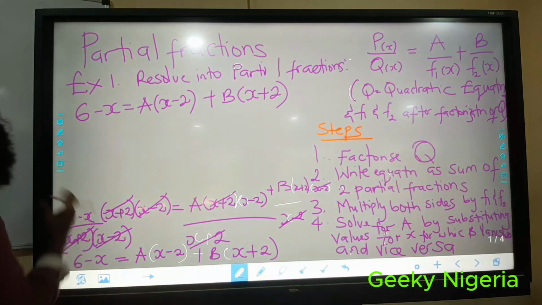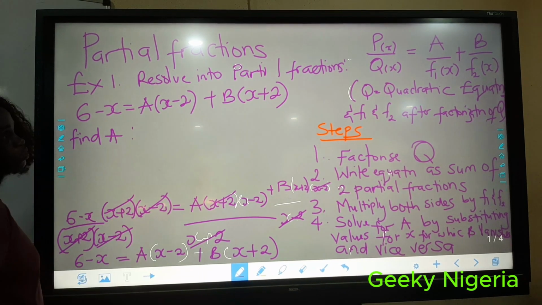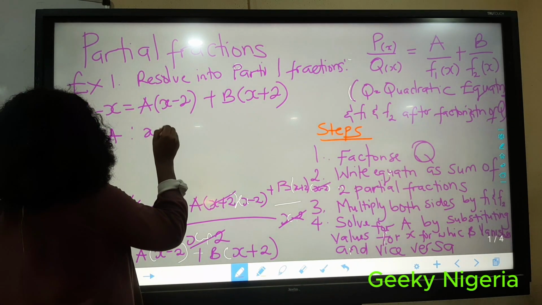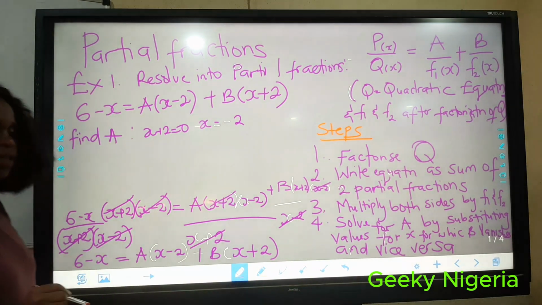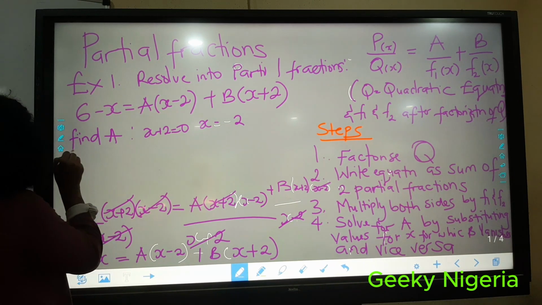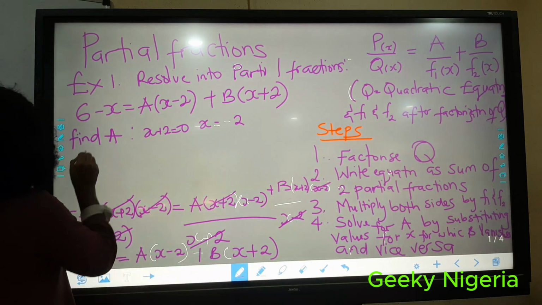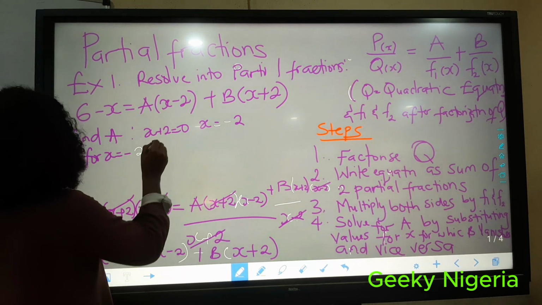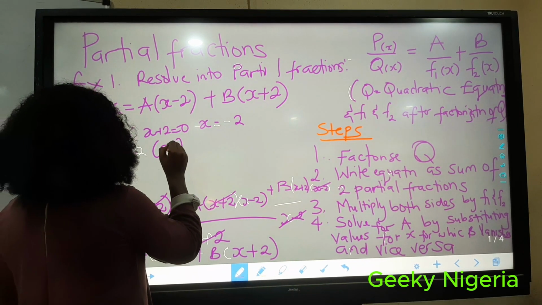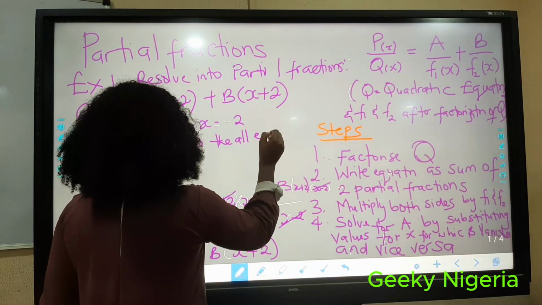So in this situation, you want to find A, right? So what do you do? You take x plus 2 and equate it to 0. So x will now be equal to minus 2. Right? So we'll now solve for x equal to minus 2. We'll put it into the equation, all of it.